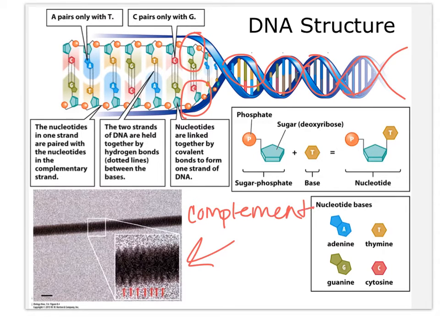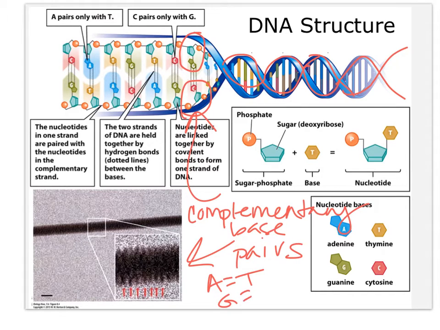Let me write that down for you. Complementary base pairs, right? And complementary base pairs are always A with T, or G pairing with C.